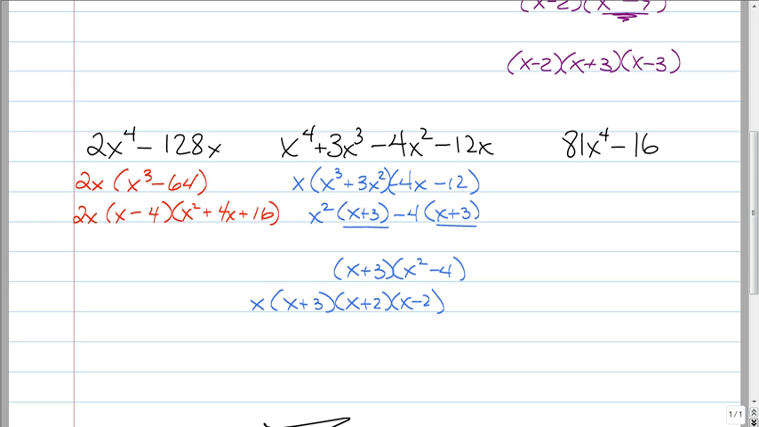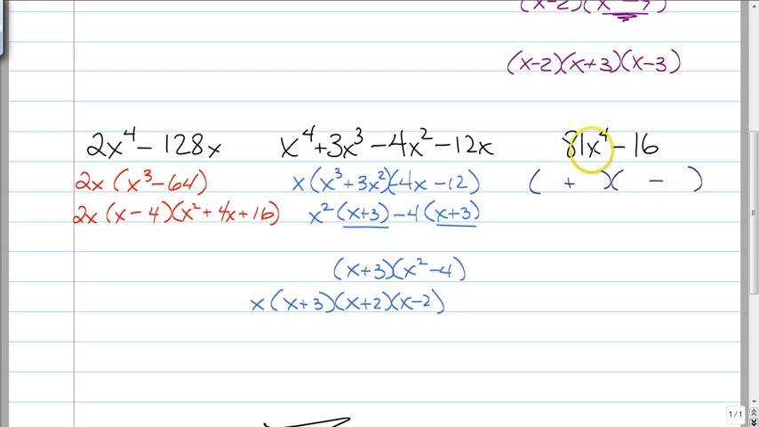This is kind of a throwback. This is not one of the new forms of factoring. This is, in fact, the difference of two squares. However, this is what I sometimes call a double difference of two squares, in a way. So you're just going to go back to your difference of two squares pattern. You have a plus and a minus.